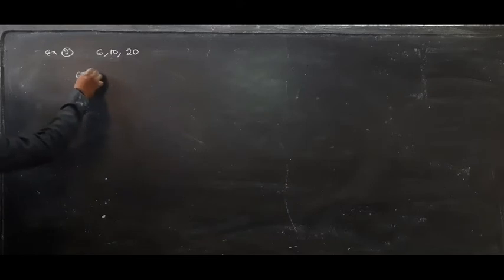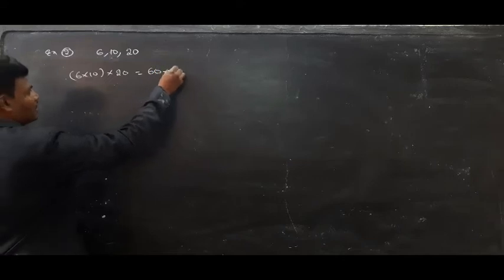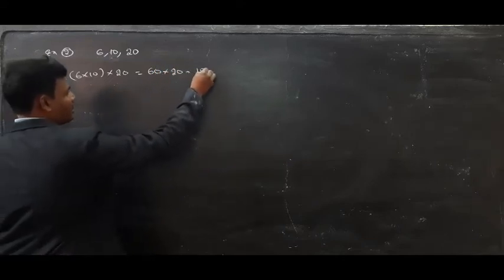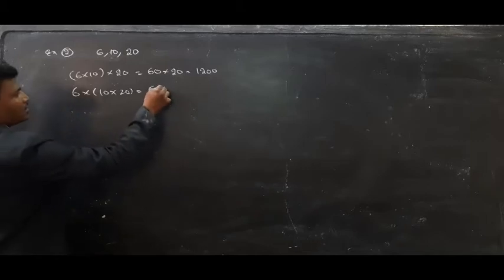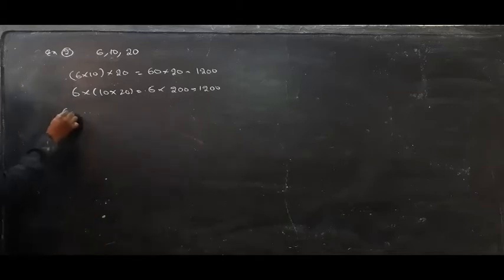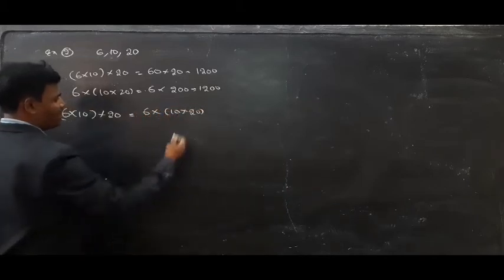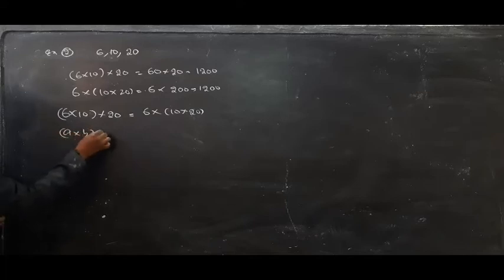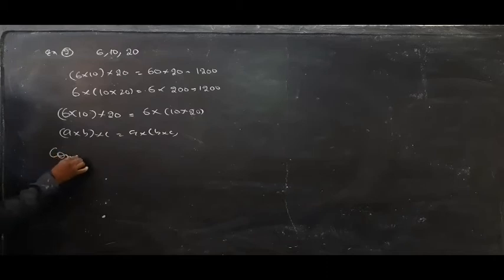6, 10, 20 are three natural numbers. Now (6 × 10) × 20: 6 × 10 is 60, and 60 × 20 is equal to 1200. Similarly, I need 6 × (10 × 20): 10 × 20 is 200, and 6 × 200 is equal to 1200. So the product of (6 × 10) × 20 is equal to 6 × (10 × 20). It means (a × b) × c is equal to a × (b × c). Satisfied. So what is our conclusion?